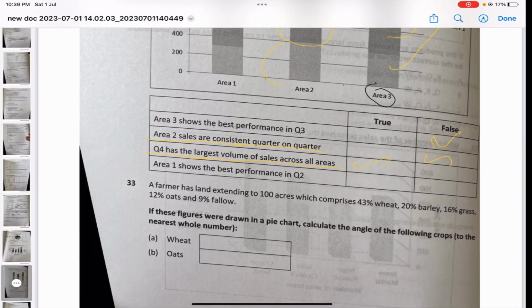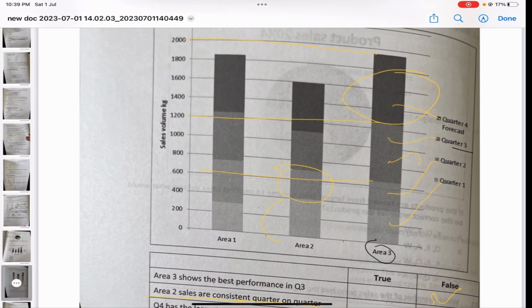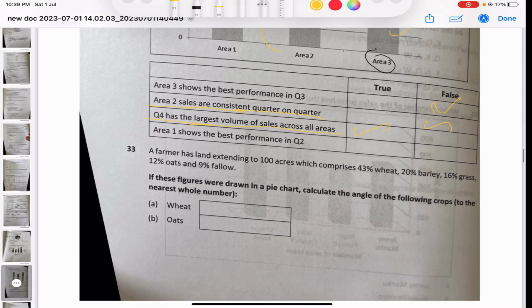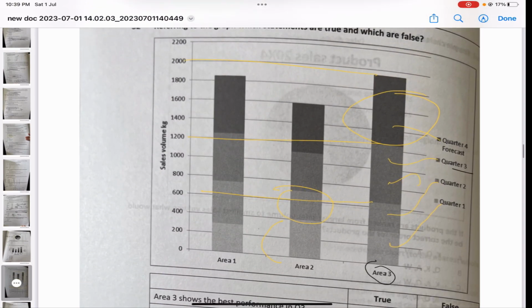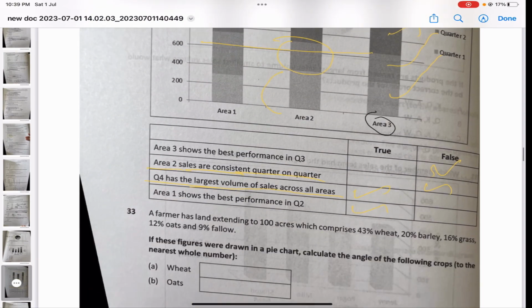Area 1 shows the best performance in quarter 2. If you look at area 1, what is the best performance? 8. Okay, it is true. Hope you understood how we did this. Just learn how to read this graph, then you will be clear with it.